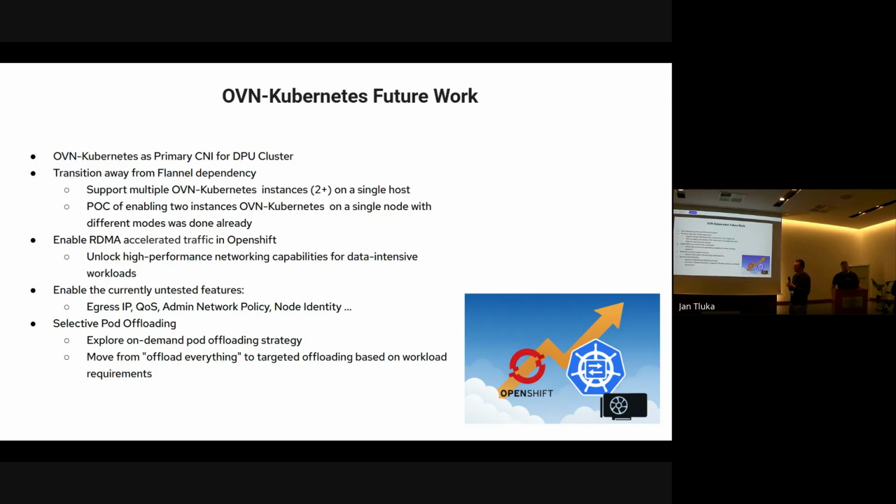We did a small POC around it, and we managed to run OVN Kubernetes as a primary CNI for the hosted cluster, with another OVN Kubernetes manually configured to run on different bridges. We need to enable RDMA accelerated traffic in OpenShift in order to unlock high performance networking capability. And we will start working on enabling and testing most of the features that were not tested at all.